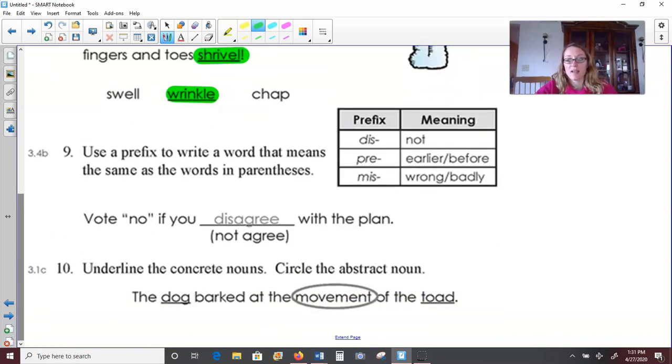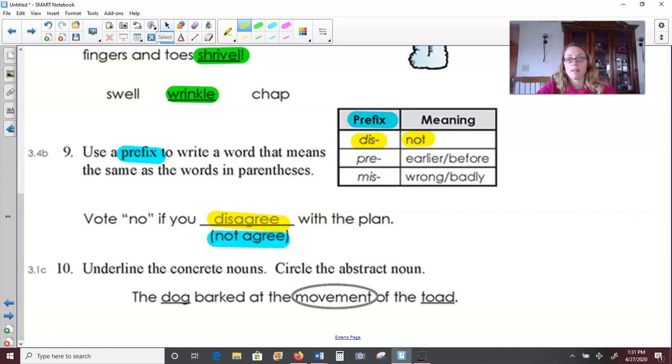Okay, number 9, use a prefix to write a word that means the same as the word in parentheses. So a prefix is something that we add on to the beginning of a word to change its meaning. Vote no if you do not agree with the plan. So a word that means not agree. So I'm going to go over to my chart. The prefix that means not is dis. So I could say, vote no if you disagree with the plan.